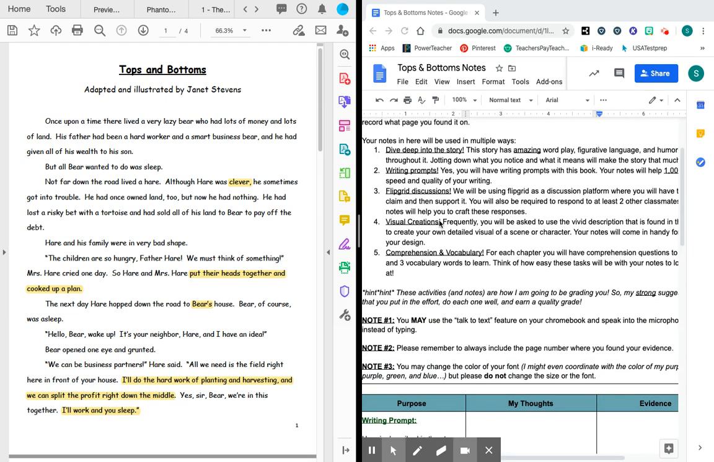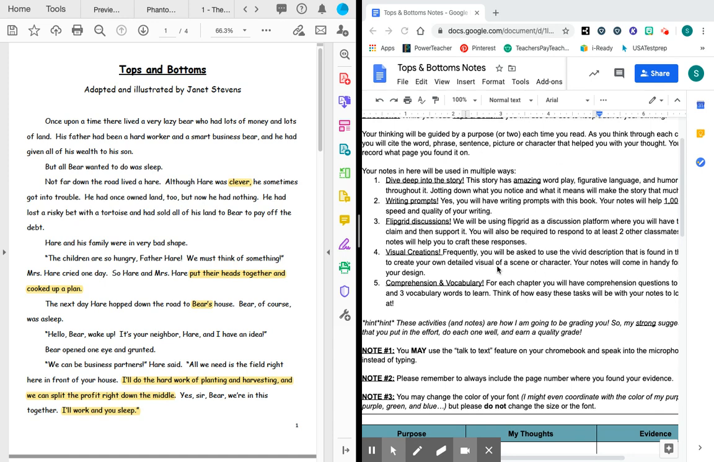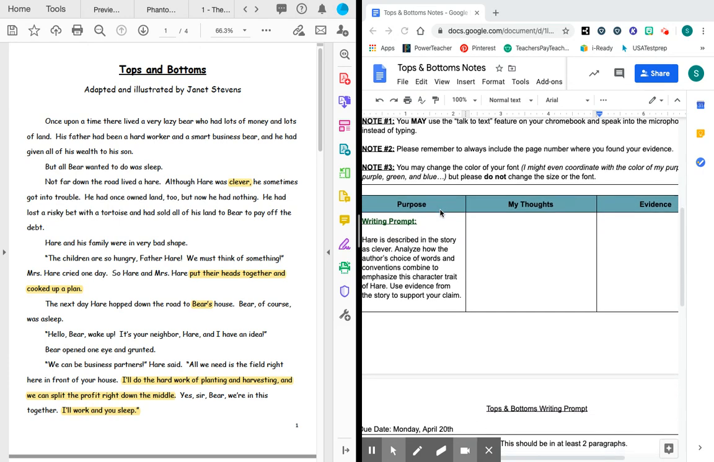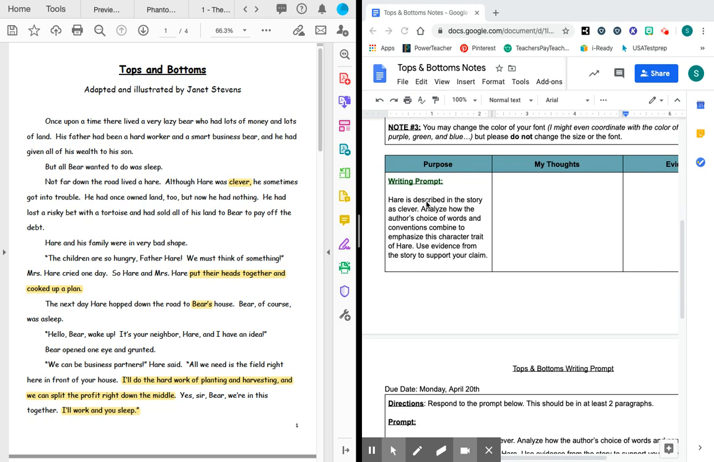My notes, this I did not change from your Phantom Tollbooth. I would read through this. It tells you why you're going to use your notes and how you're going to use them. I'm going to focus right now on our writing prompt. So here's my purpose. Hare is described in the story as clever. Analyze how the author's choice of words and conventions combine to emphasize this character trait of Hare. Use evidence from the story to support your claim. This is exactly what your prompt is for Milo, except instead of Hare and clever, you have Milo and unhappy. But the actual prompt is exactly the same.